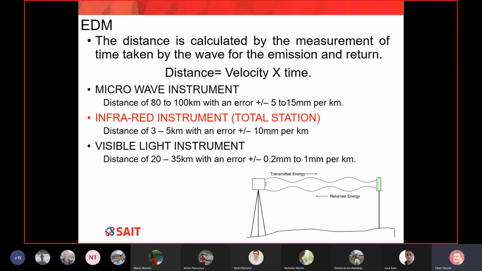So the range will be between 3 to 5 kilometers, and the error will be plus or minus 10 millimeters for every kilometer you measure. Is it amazing to measure 1 kilometer, 1,000 meters, and your error will be plus or minus 10 millimeters? What do you think? Is that good or bad?